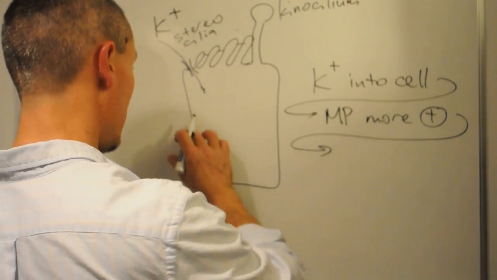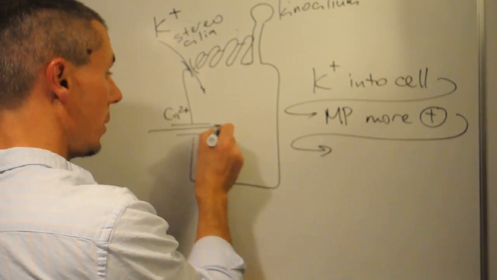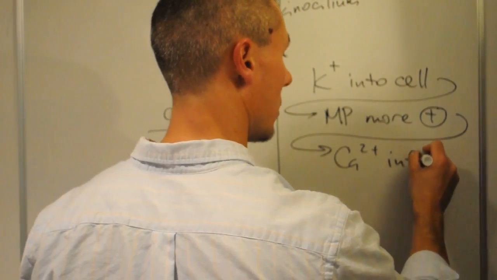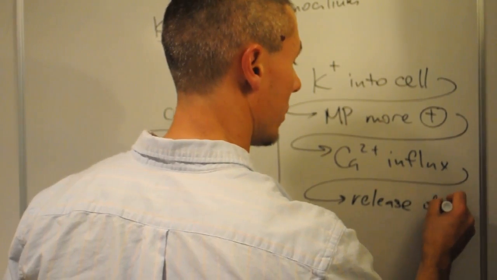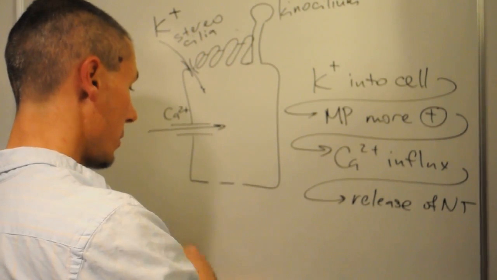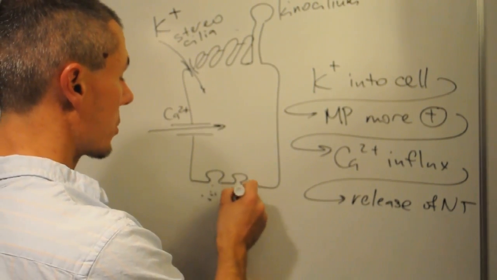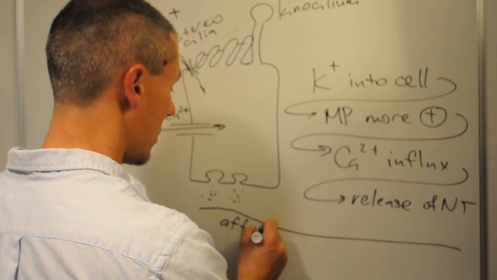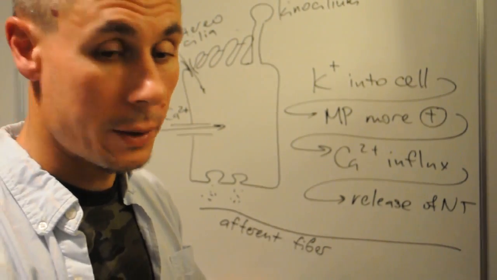So depolarized cell opens calcium channels. Calcium flows into the cell, okay, and causes the release of neurotransmitter. So here you have vesicles, same way you had in neurons, that release neurotransmitter that act on the afferent fiber and essentially produce the signal for the sound.